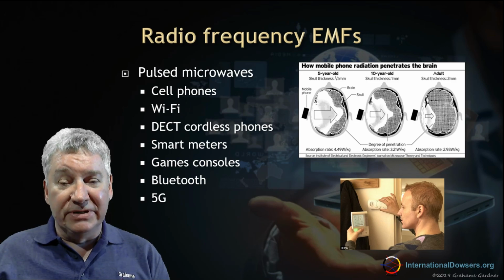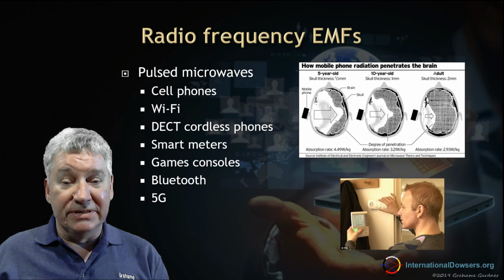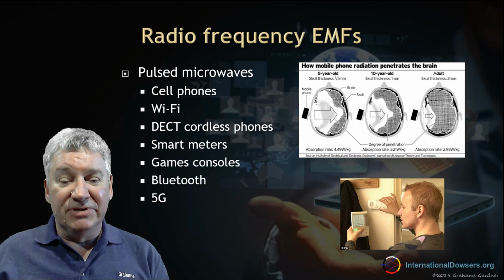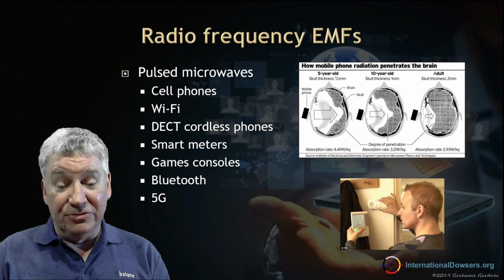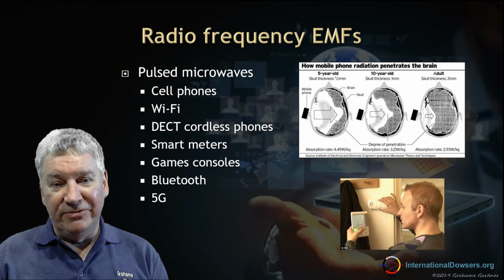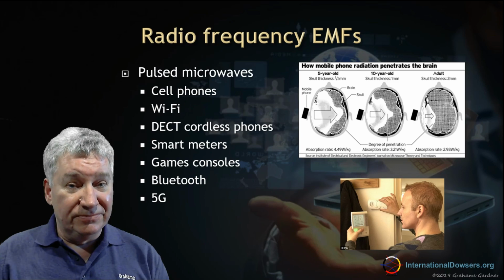Other things that we have using this same technology and these same frequencies are smart meters, some of which transmit very, very frequently, and a lot of people have been having problems with this. Games consoles like the Xbox transmits Wi-Fi all the time, even when it's switched off. Did you know that?